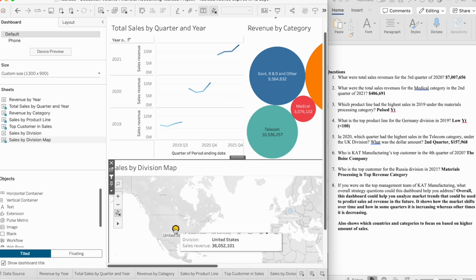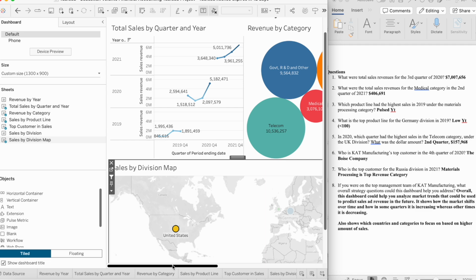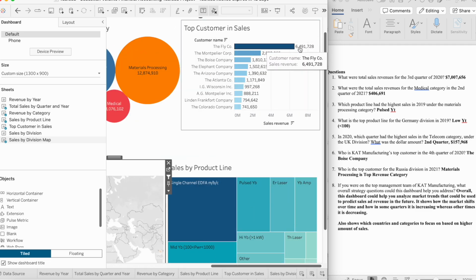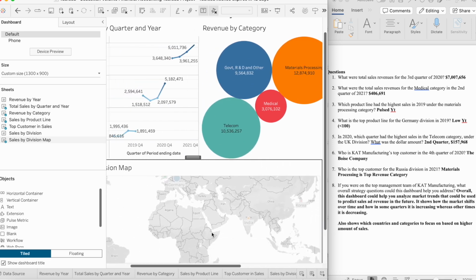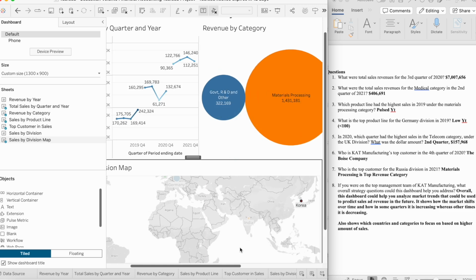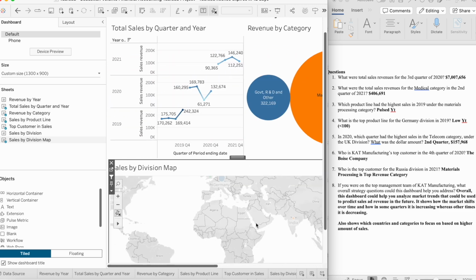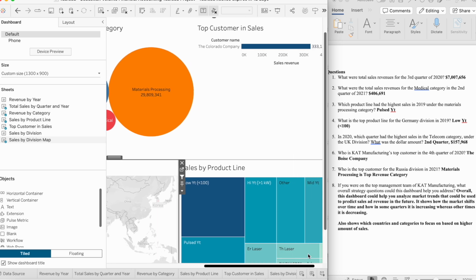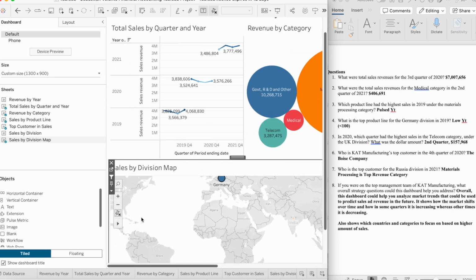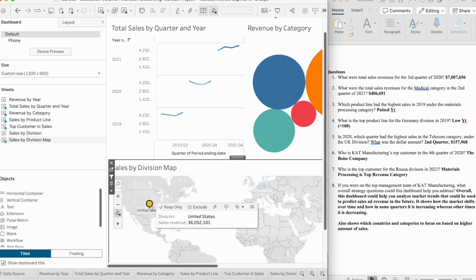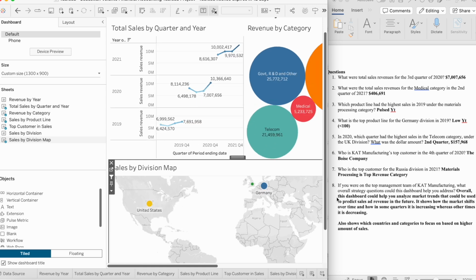For example, if I click on United States, they have a top customer in sales of $6.4 million versus if I click on a country, say Korea or Germany, their top customer sale is the Colorado company, but that only has $330,159, and that's obviously far less than 6.4 million. So it would show that you should try to focus on the United States market instead of the Germany market.